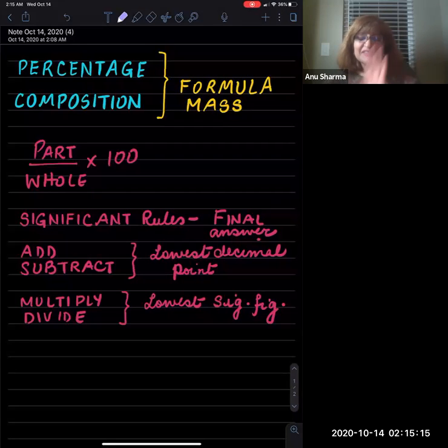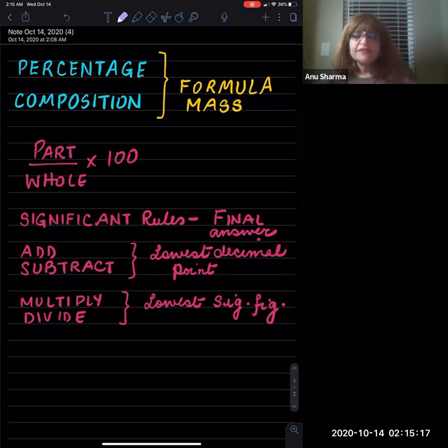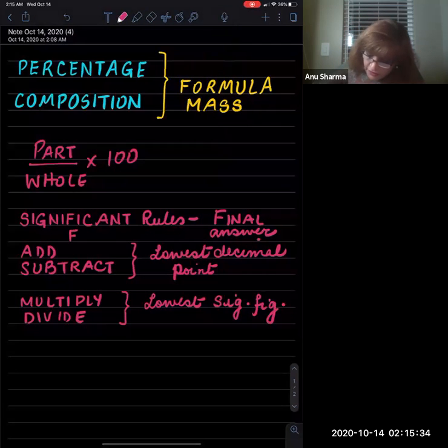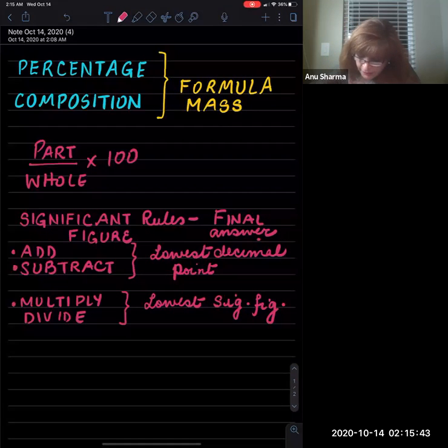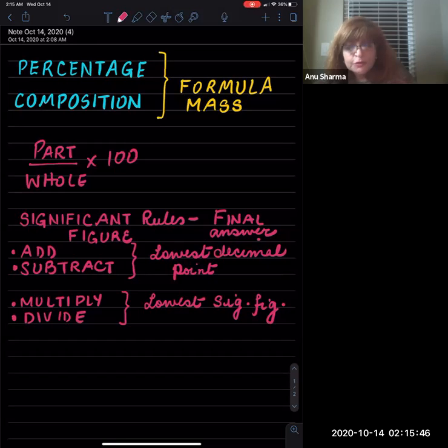Hi guys. So today we are going to be looking at the percentage composition when the formula mass is given to you. So this is again a parts to whole problem, and in this case let's just focus on solving these problems using the significant figures rules, that relate to addition and subtraction and multiplication and division. So when you add and subtract, your final answer should have the lowest decimal point. And when you multiply and divide, the lowest significant figures is going to be in the final answer, okay?